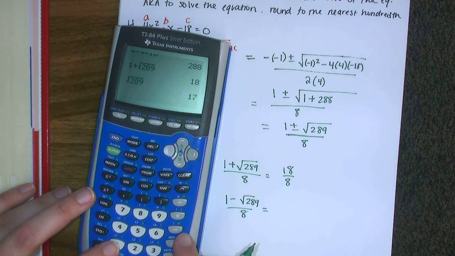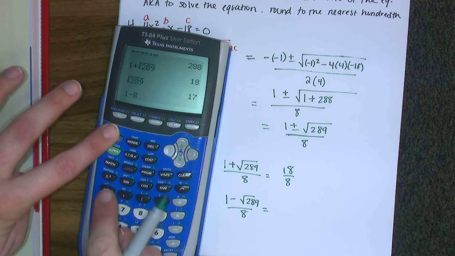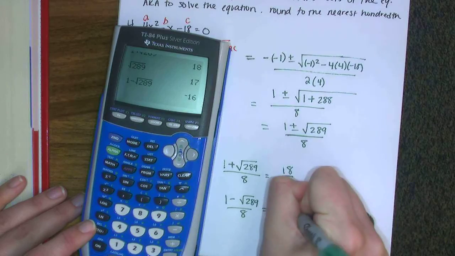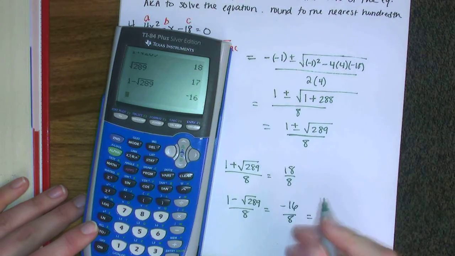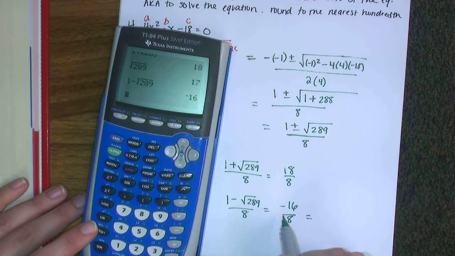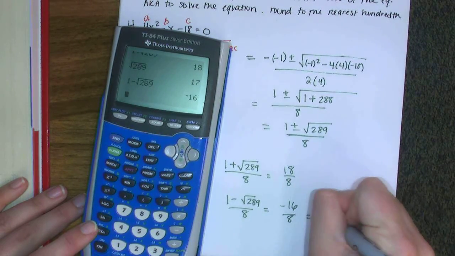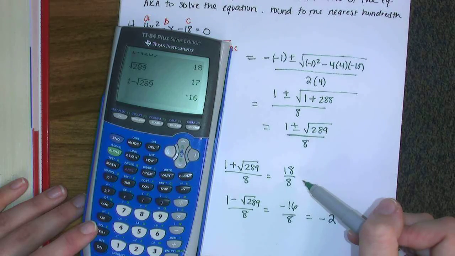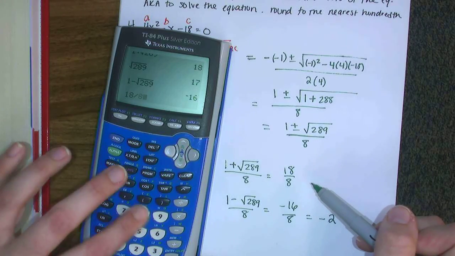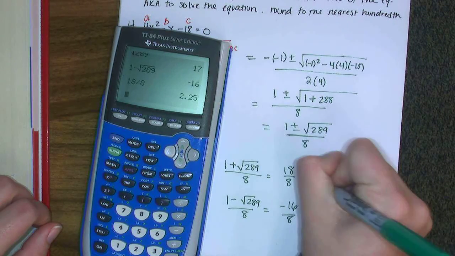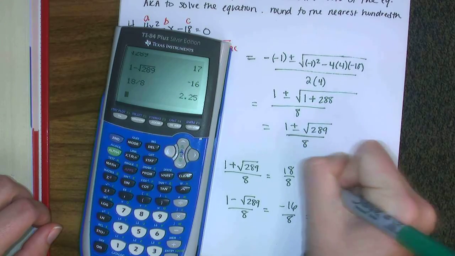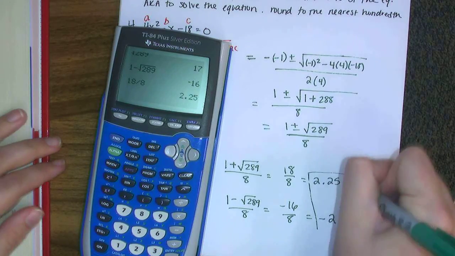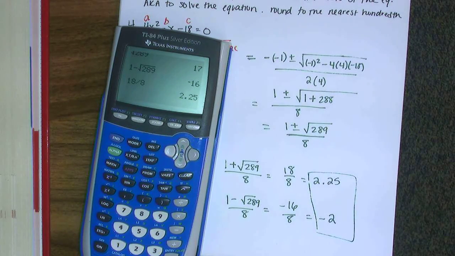but I can also do it on my calculator. 1 minus the square root of 289, negative 16 over 8. Well, I should recognize 16 over 8 is 2. It's negative, so it's negative 2. And for this other one here, 18 divided by 8 is 2.25. So those are my two answers here. Okay, so with those problems, always, always, always two answers. Okay?